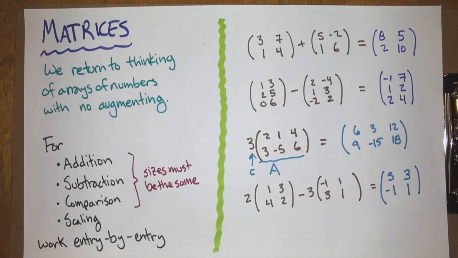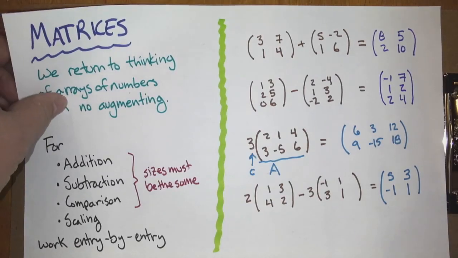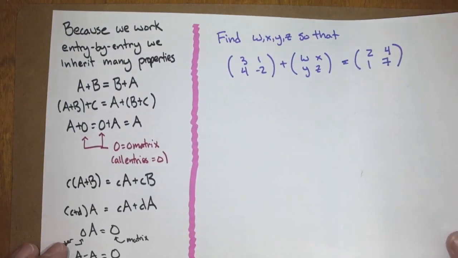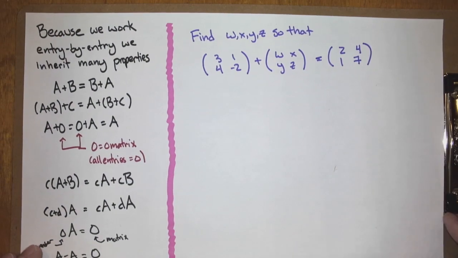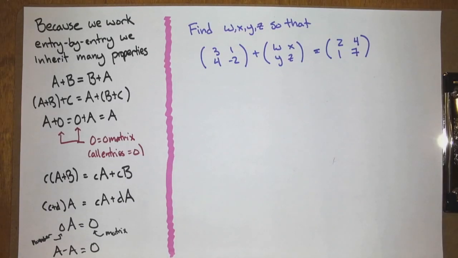Now here's the nice thing. Because we're doing this entry by entry, we inherit beautiful properties. If I'm adding matrices, it doesn't matter which order I add. A plus B is B plus A. I can take A plus B, add that, then add C. Or I could add B plus C and then add A.